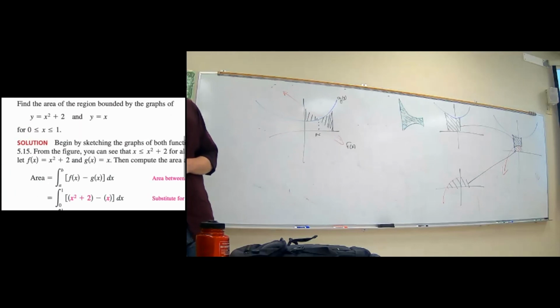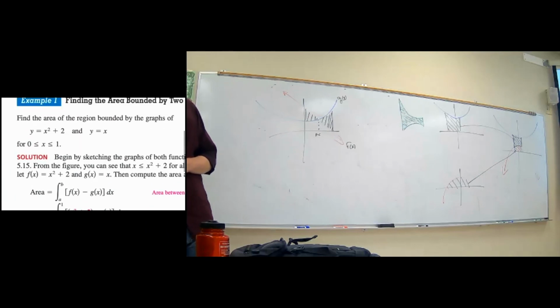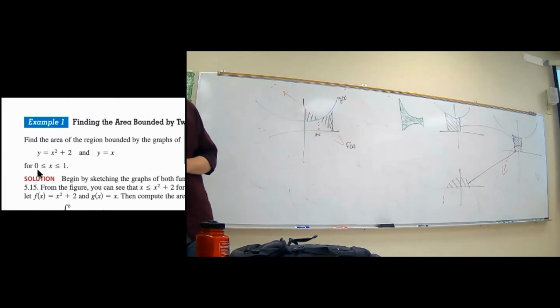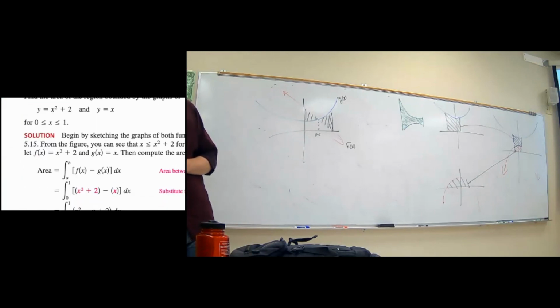Looking at it, x squared plus 2 is our larger function. So we're going to take f of x to be x squared plus 2 and g of x to be x. We're going to subtract g of x from f of x and integrate from a to b. Well, a to b is 0 to 1. So we get this here. This is f of x, this is g of x. Everything's looking good so far.